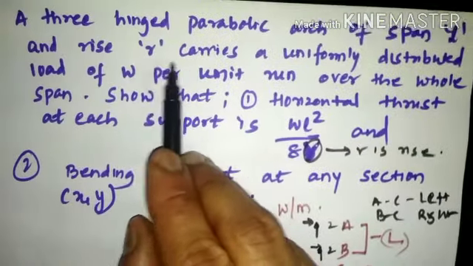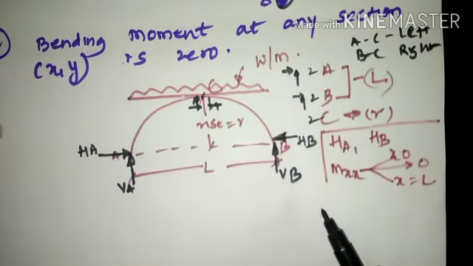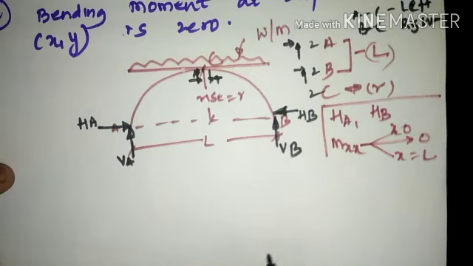R is nothing but the rise of the arch. That is what we need to derive now. Now to begin with the derivation, we shall find out the reaction components here.